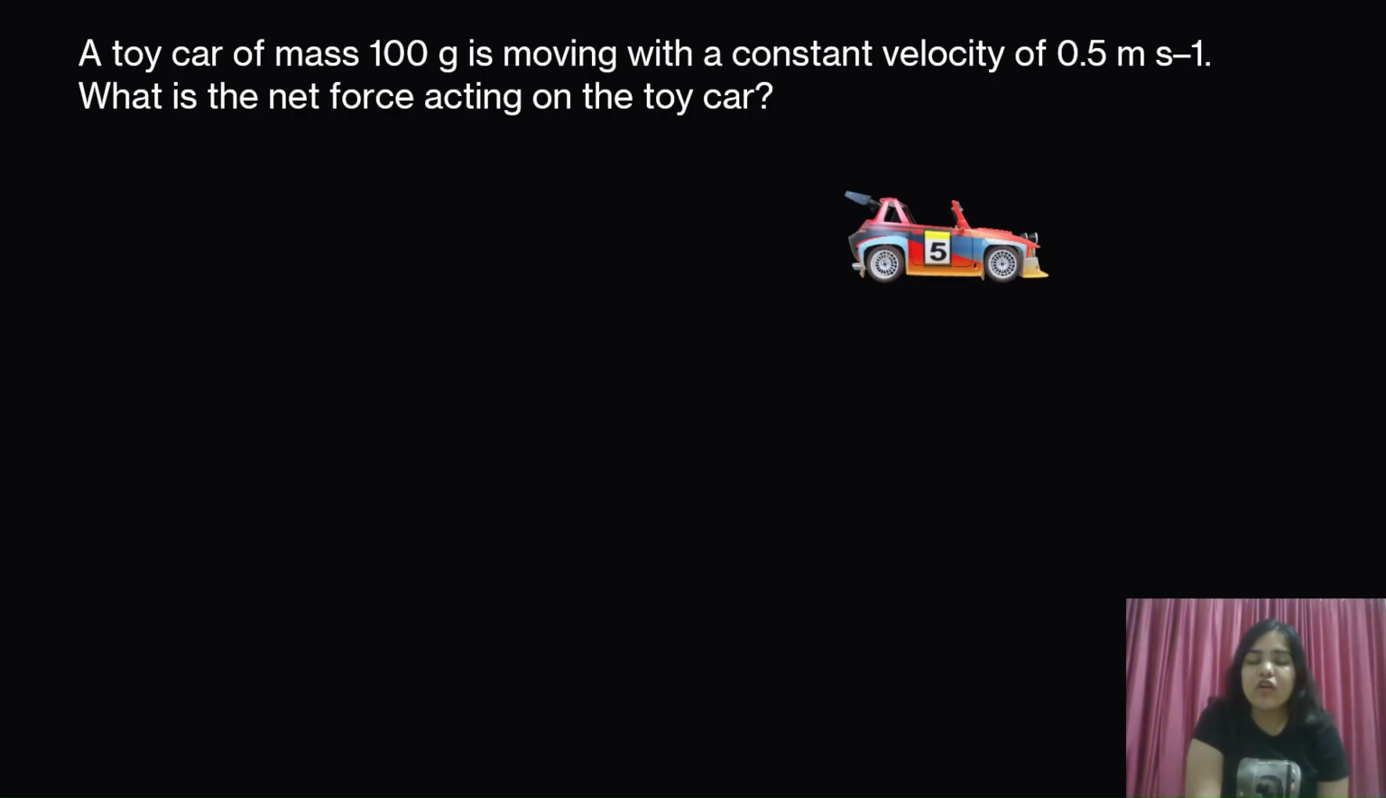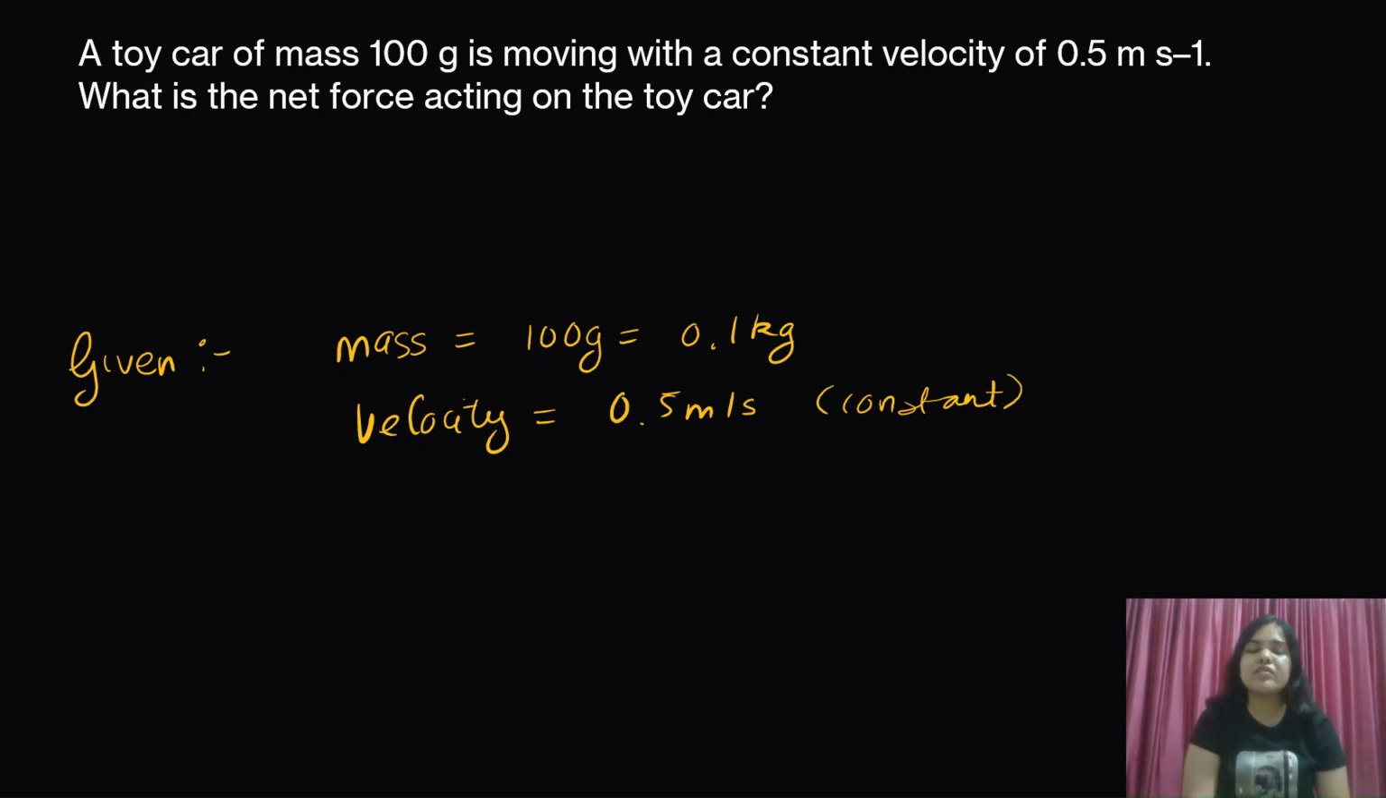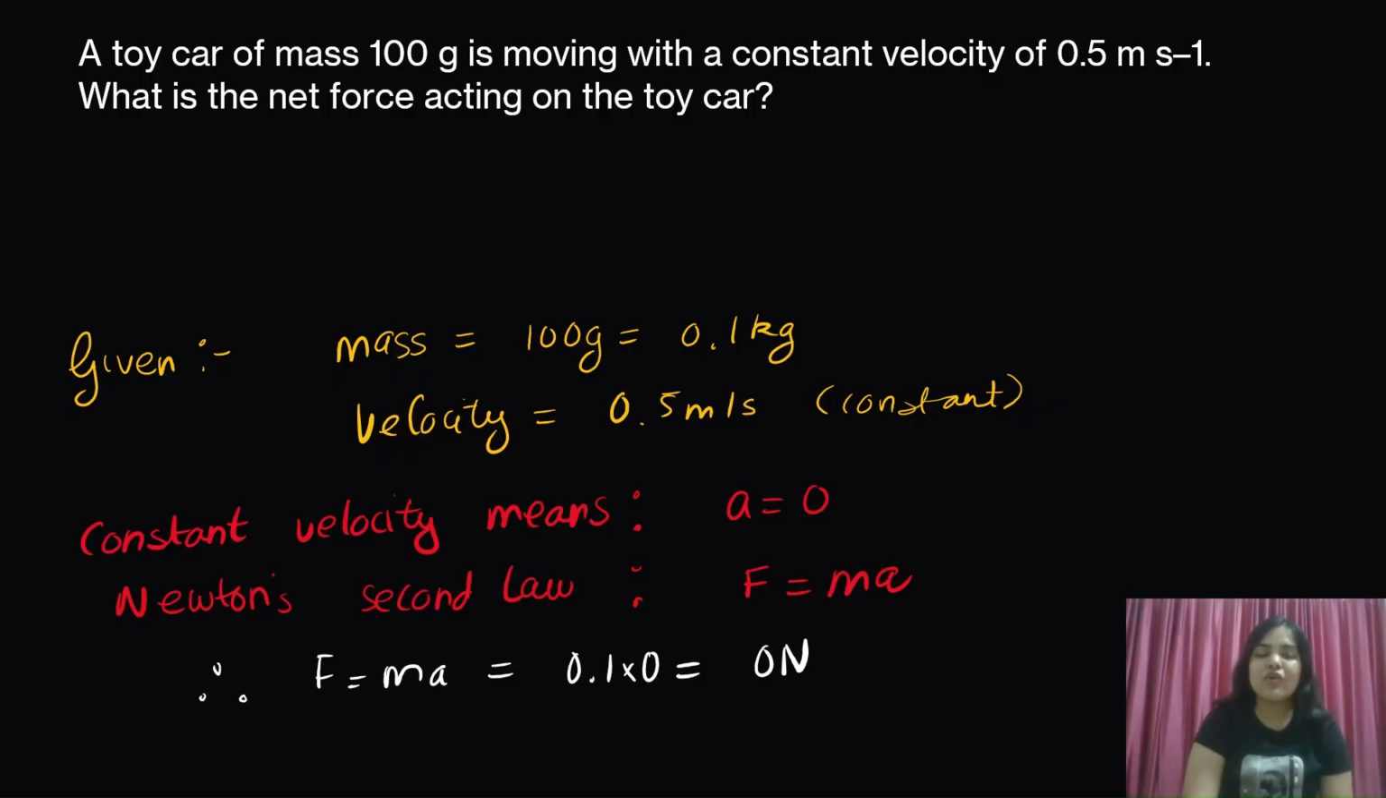A toy car of mass 100 gram is moving with a constant velocity of 0.5 meter per second. What is the net force acting on the toy car? So we have mass is equal to 100 gram, that is 0.1 kg, and velocity is 0.5 meter per second. Velocity is constant. So constant velocity means इसकी acceleration zero है. By Newton's second law of motion, we know that F is equal to ma. अब acceleration zero होगी तो नेट फोर्स भी 0 न्यूटन होगी.